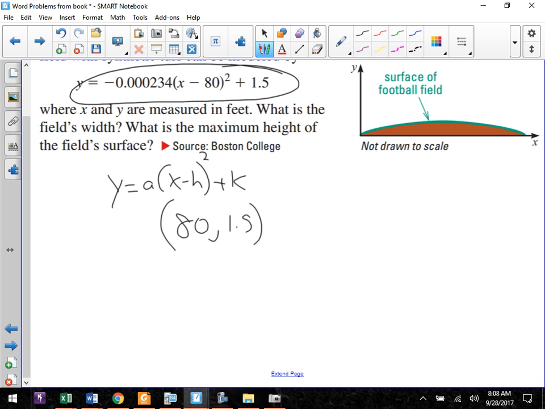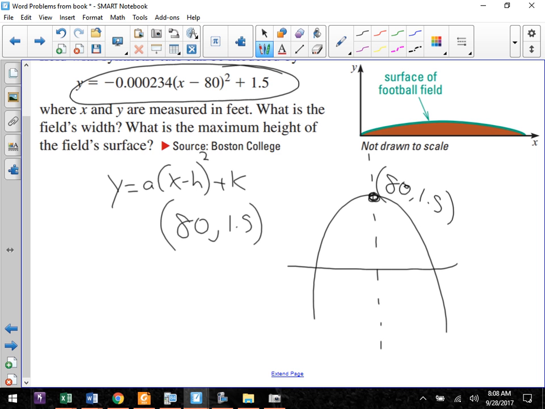If your vertex is at 80, where's your axis of symmetry? It's at 80, isn't it? So without having to do any math, we know that 80 is the axis of symmetry, isn't it? Which means that 80 is going to be the midpoint of the zeros. Is your field going underground?